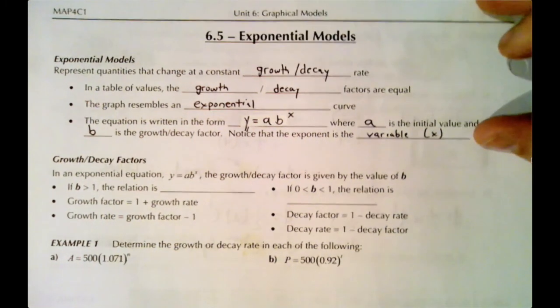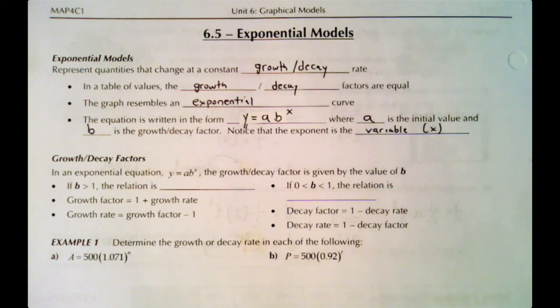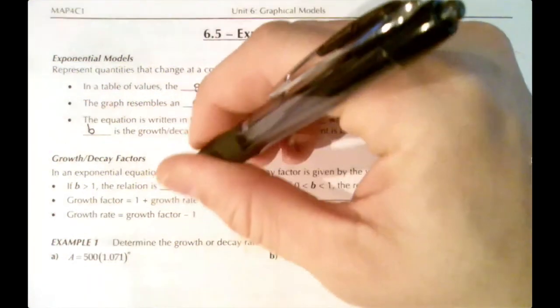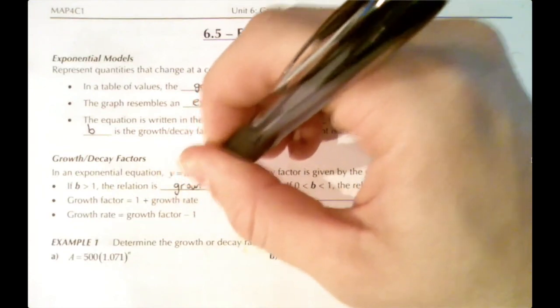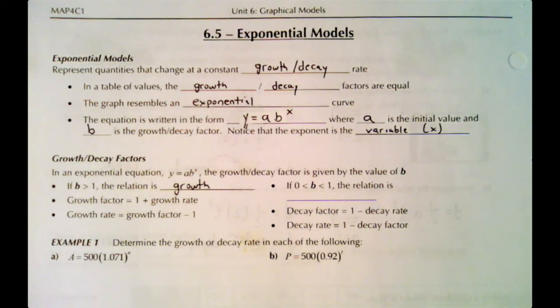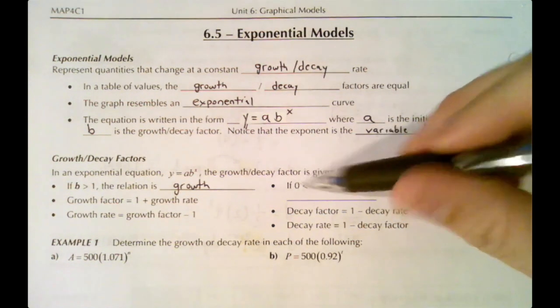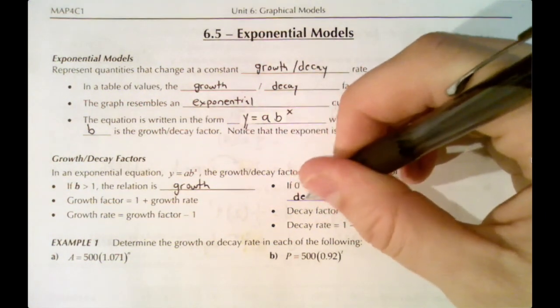So two types of exponential models. We can have growth or decay. We have exponential growth. That means the relationship is growing when b is bigger than 1. So when the base is a number that's bigger than 1, like 2 or like 1.5 or 4. If the base is a number between 0 and 1, that's called decay.